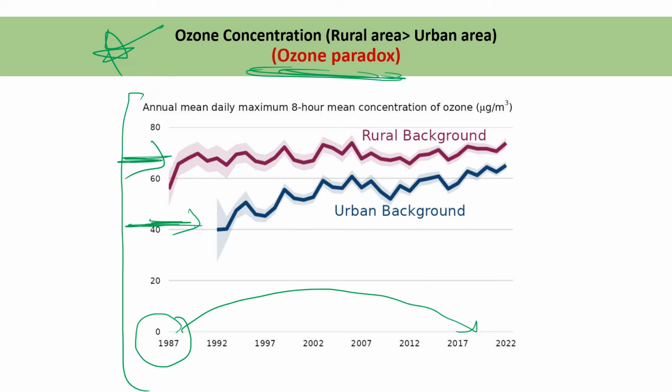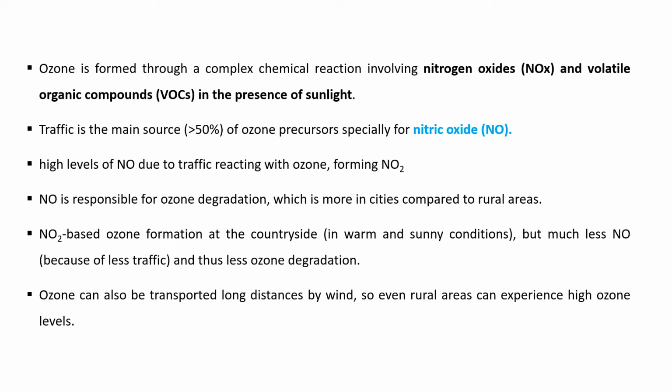There is one important factor behind this. How does ozone formation take place? When the oxides of nitrogen are present in the atmosphere, they react with volatile organic compounds in the presence of sunlight, and they form ozone. This is the general reaction of ozone formation in the troposphere. Okay, in the urban area, what happens?